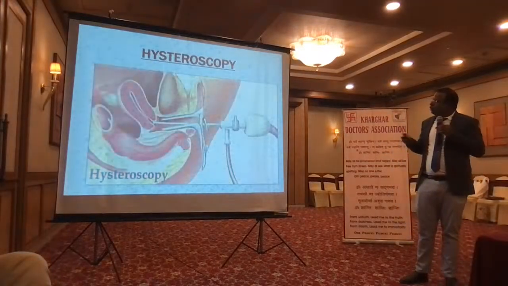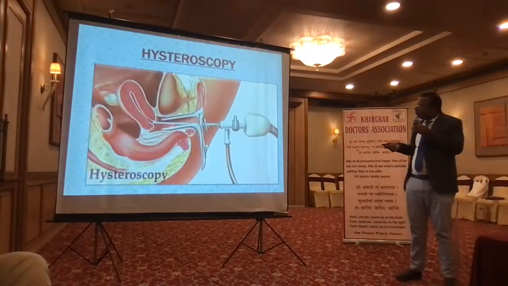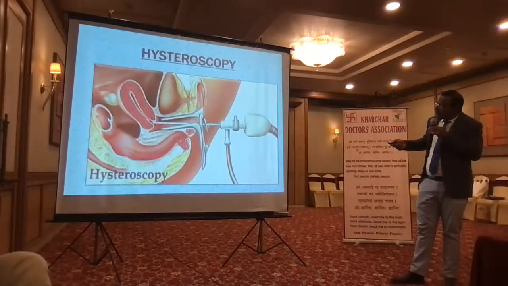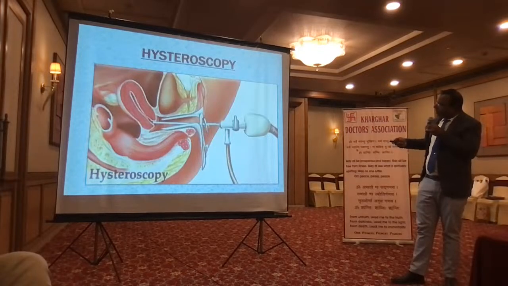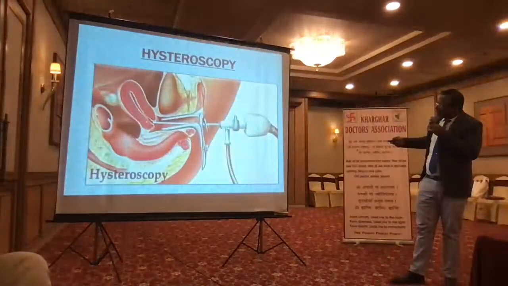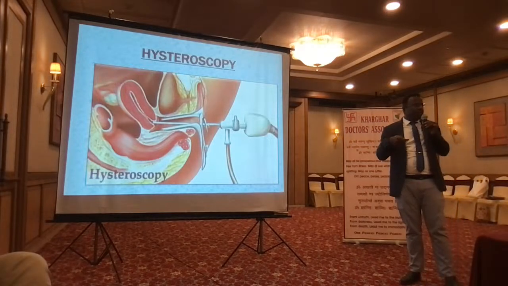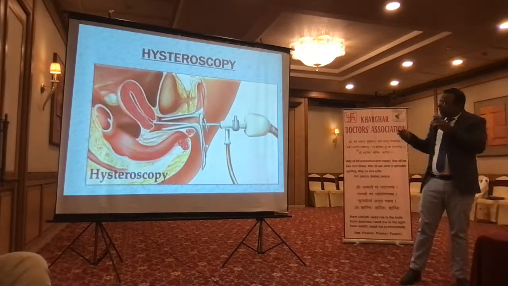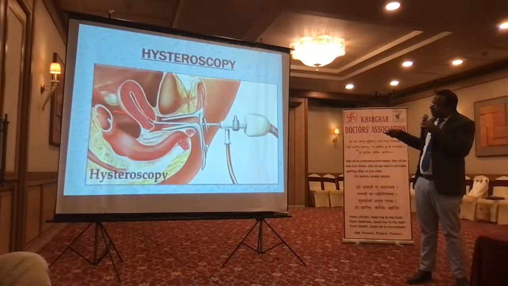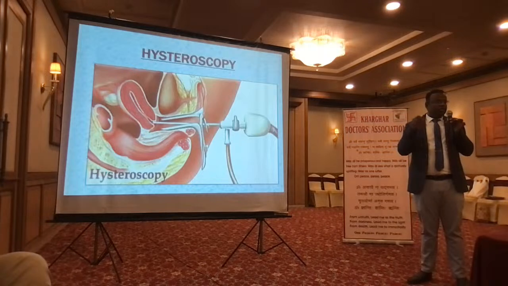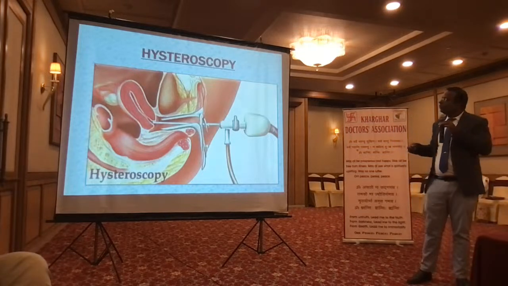So this is a diagram which shows how the hysteroscopy is done. So this is the uterus and this is the uterine cavity. So with the help of this Cusco speculum, we are inserting this telescope inside the uterine cavity. Usually a distending medium like normal saline is used, and then we can see the inside of the uterine cavity on a medical grade monitor.